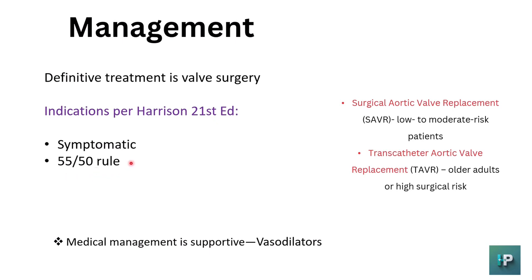And then these are the two methods, that is surgical aortic valve replacement. It's an open method, so it's used in low to moderate risk patients. And then the catheter based method, which is minimally invasive, and it's recommended in older patients and high surgical risk patients.